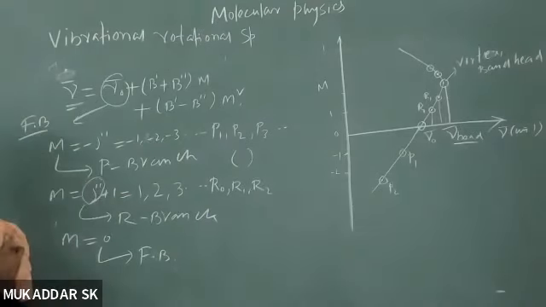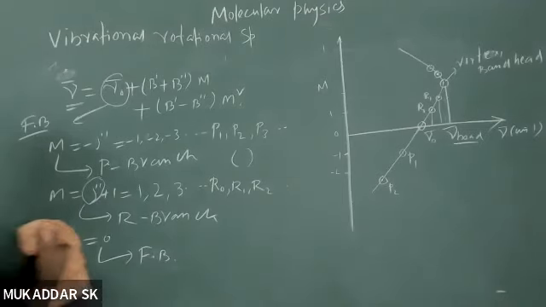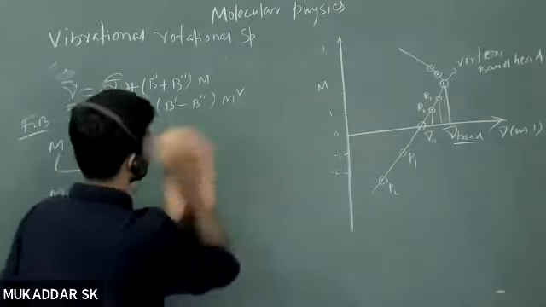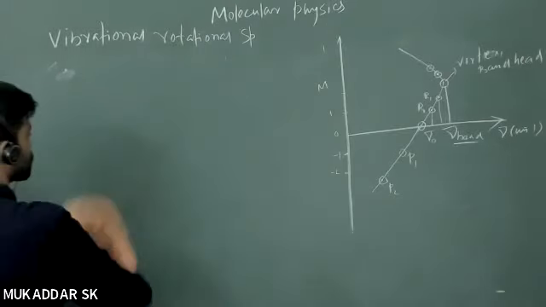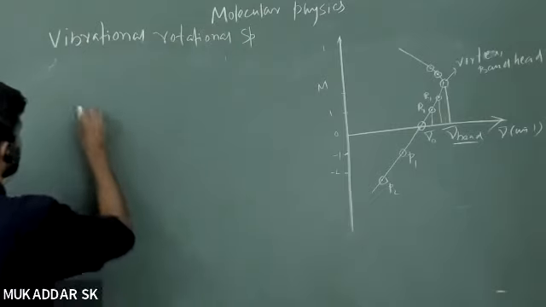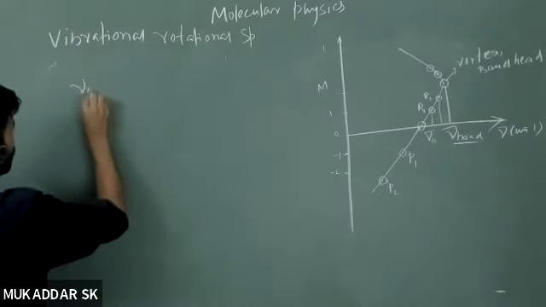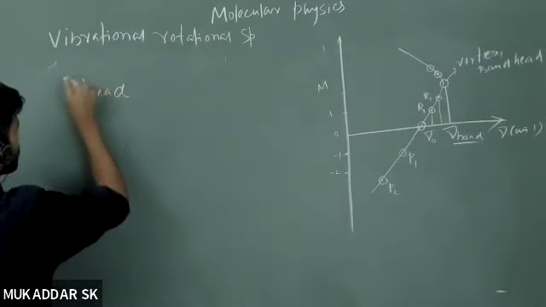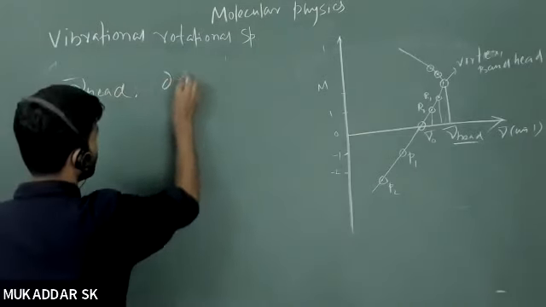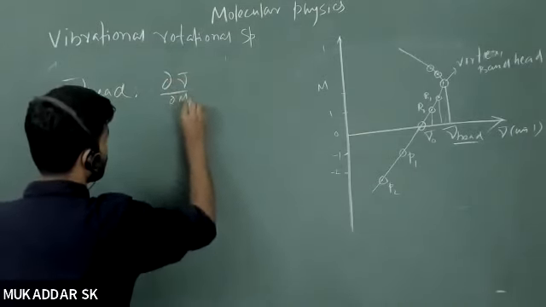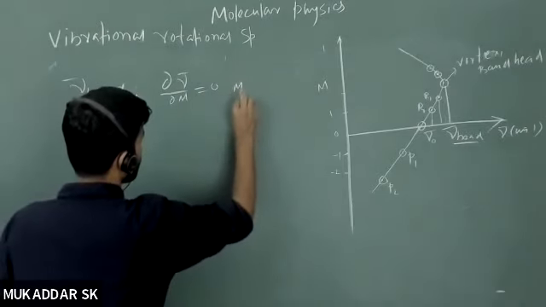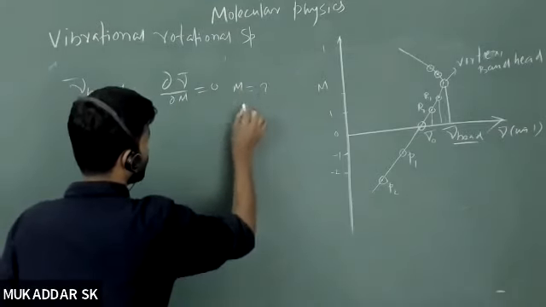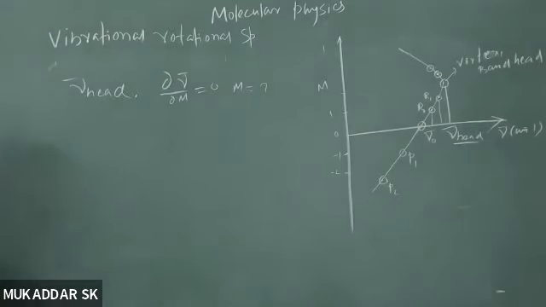So shall I erase this part? Yes. So to calculate nu head, you have to differentiate d nu bar by dm equals 0, and you have to calculate m. M you have to calculate, then you have to substitute. I'll not do that, but I'll do a problem on that. So if you have completed, then let us solve a few problems.